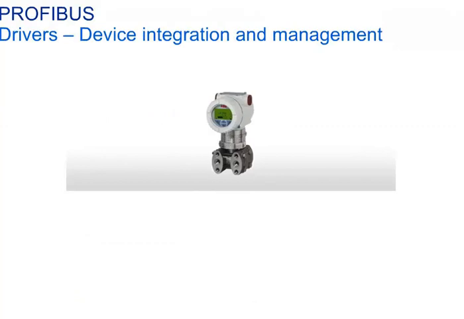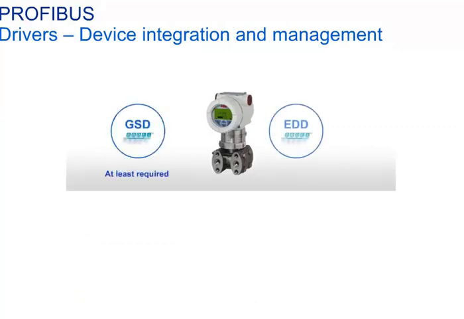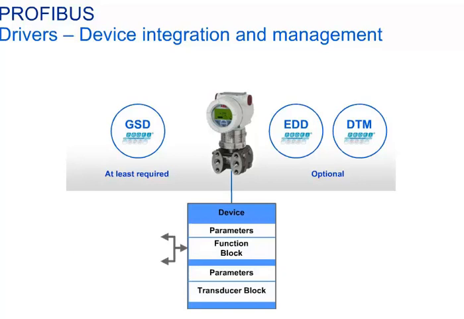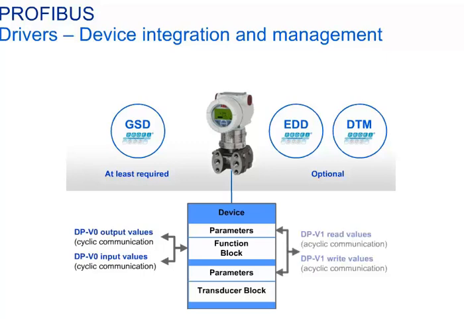For Profibus field devices, there are 3 different types of drivers for various applications. GSDs, EDDs, and DTMs communicate with the field device blocks. The GSD driver is always required. It is the basis of cyclic communication of output and input process values and diagnostic data, and is also used for setting the field device address.